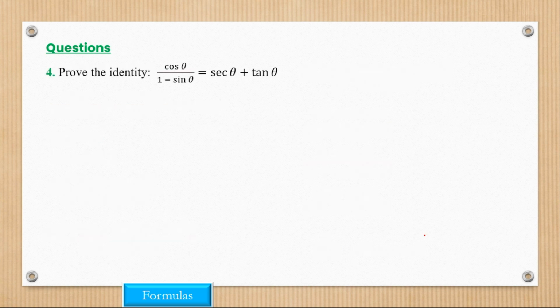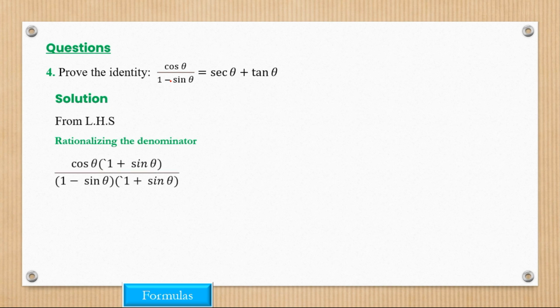Alright, so let's move on to another example. So we've been asked to prove this identity: cos theta over 1 minus sine theta is equal to sec theta plus tan theta. So what happens here? Let's prove from the left hand side. So you can see that here we have cos theta over 1 minus sine theta. In this example, it only makes sense to rationalize the denominator here. So we're going to rationalize the denominator, and then we'll have this. We'll have 1 minus sine theta over 1 plus sine theta.